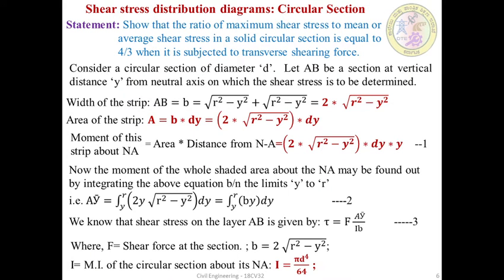Now another regular section: shear stress distribution for the solid circular section. Again we can derive one formula by taking a problem statement. Show that the ratio of maximum shear stress to mean or average shear stress in a solid circular section is equal to 4 by 3 when subjected to a transverse shearing force.